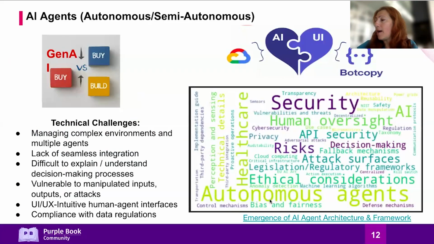Next big topic, before we wrap up: autonomous agents. Now, before talking about anything about that, take a look at the word cloud. When you say autonomous agent, what do technical professionals think about? It's the security, it's the risks, it's the API security, it's the ethical consideration, healthcare, meaning highly regulated industries. I think this word cloud is very good information.